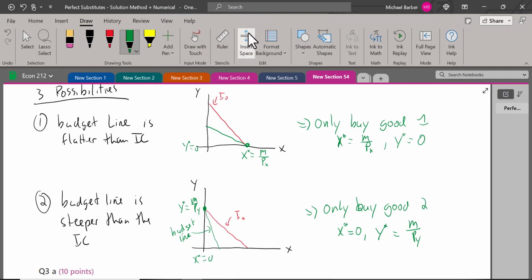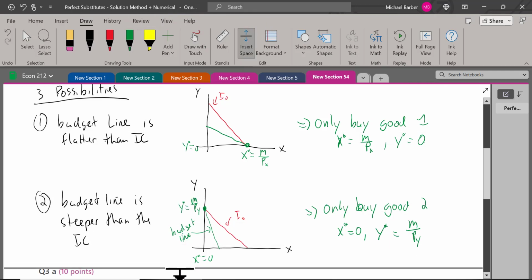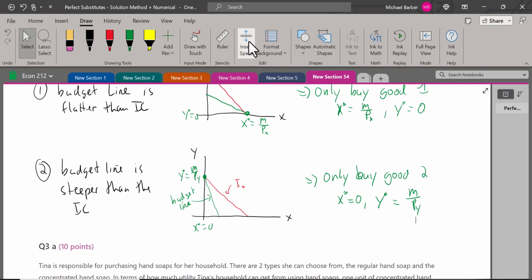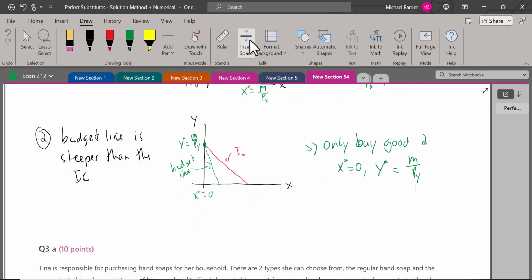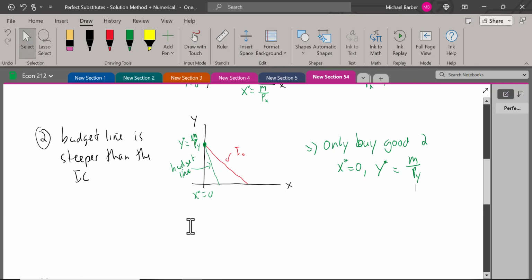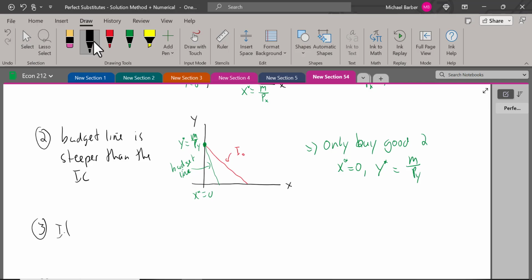And the last possibility is this last case, if they have the same slope. And this is a tricky case because really we don't know where they're going to consume, because they don't really care where they're going to consume. The budget line and IC have the same slope.